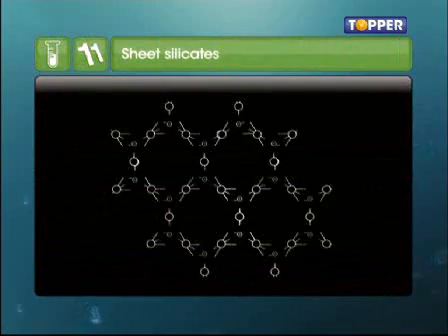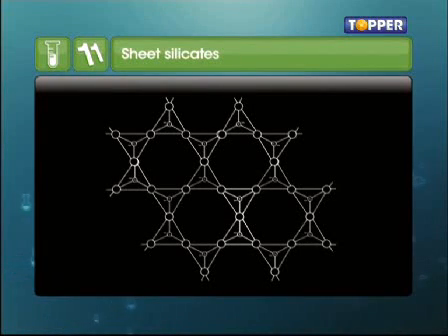Now, let's look into another category of silicates, that is sheet silicates. Sheet silicates are formed when 3 oxygen atoms at the corners of each silicate tetrahedron unit are shared. An infinite two-dimensional structure is formed. Clay is an example of sheet silicates. So that was about different silicates.